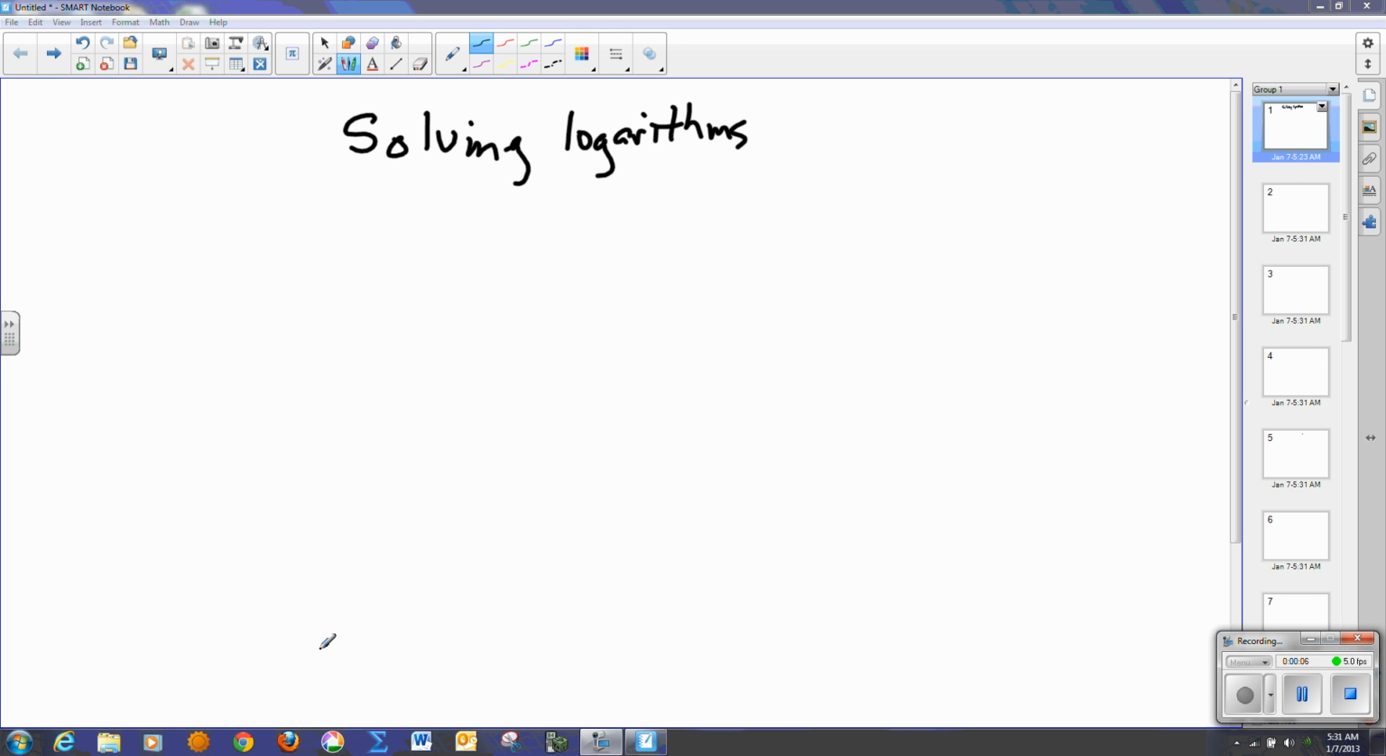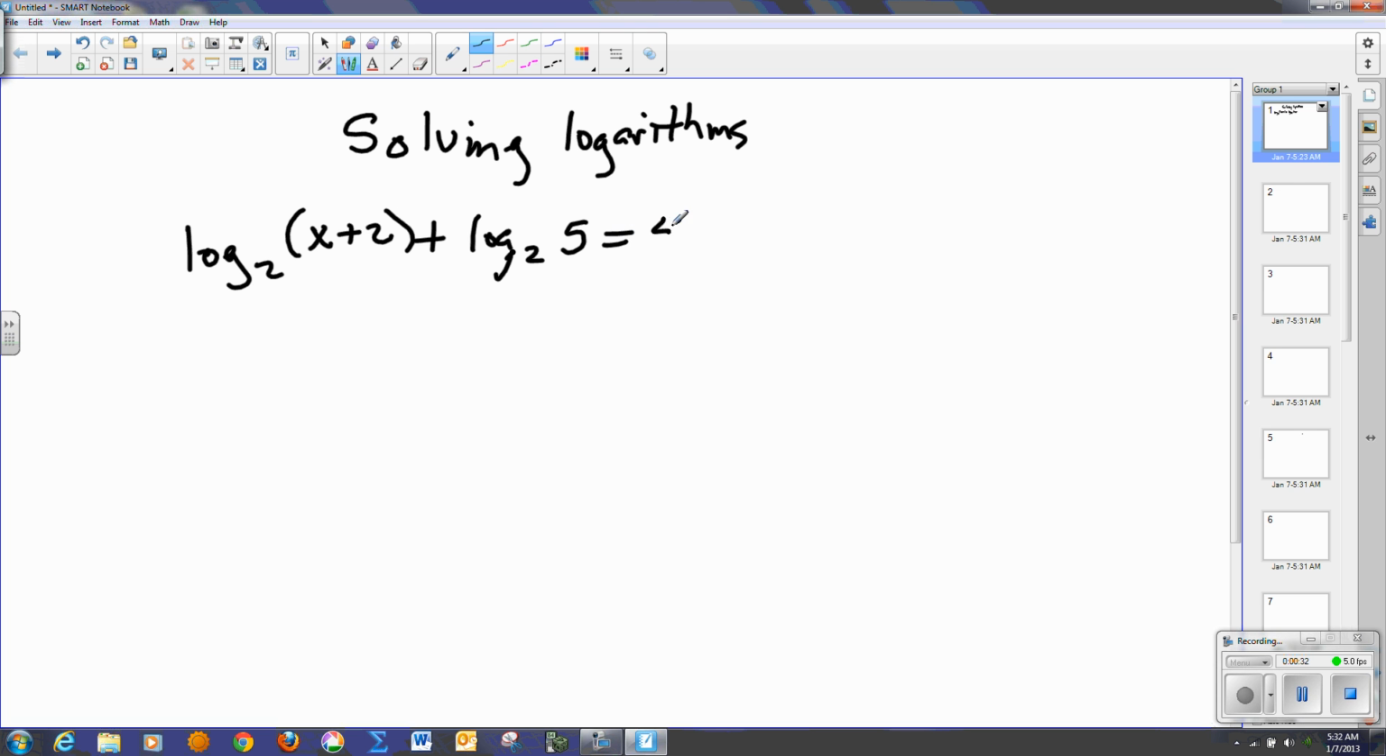Alright, so we're going to pick up where we left off with logarithms, and we're going to solve some logarithms today. So here's our first example. We've got log base 2 of the quantity x plus 2 added to log base 2 of the quantity 5, and that equals 4.